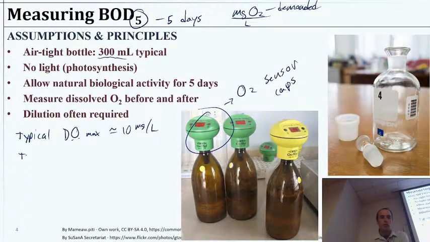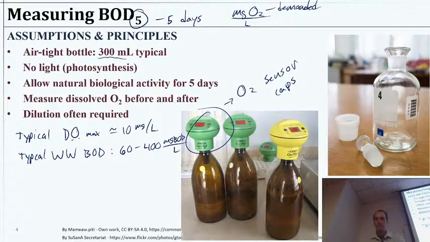We'll say typical wastewater BOD ranges from something like 60 to, I think we said something like 400 or 500 milligrams BOD per liter. All right, so another question.